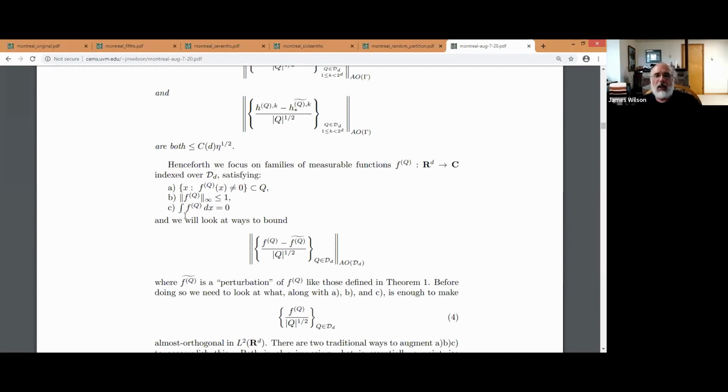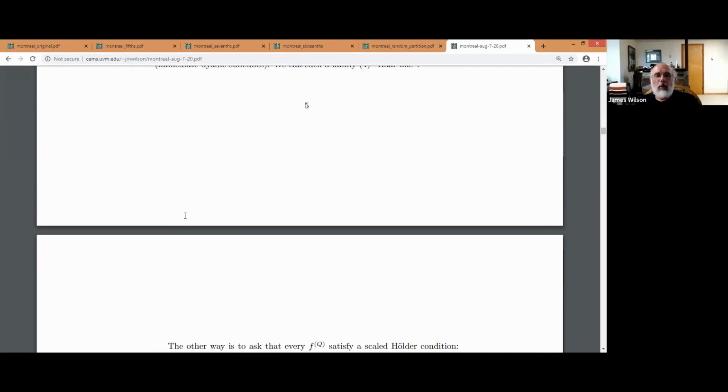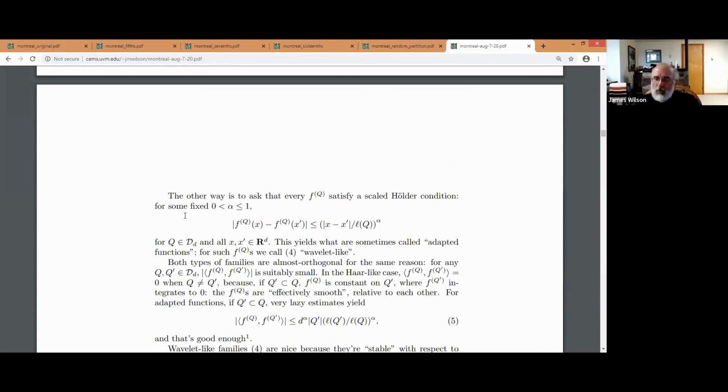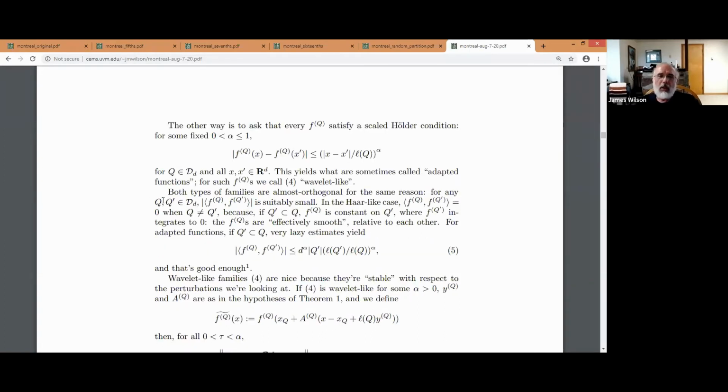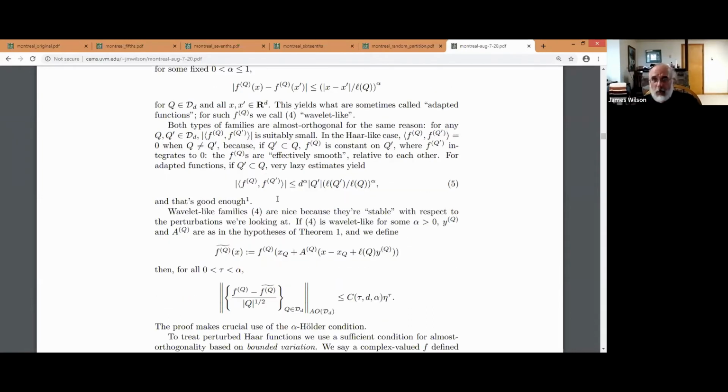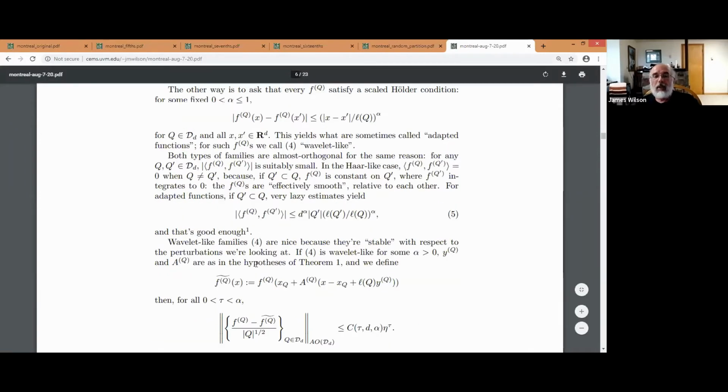Okay, and now one problem with the functions we're working with, the Haar functions, is that if you perturb them, you no longer have either type. Okay, the smoothness condition is totally destroyed. Okay, wavelet-like families, by the way, I should mention, are really good with respect to these perturbations. Okay, and this is not hard to prove.